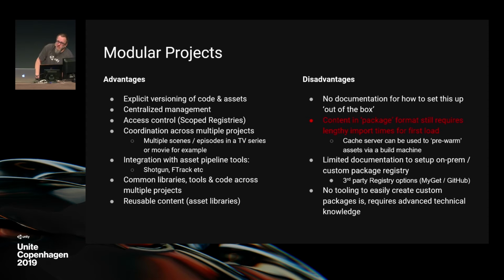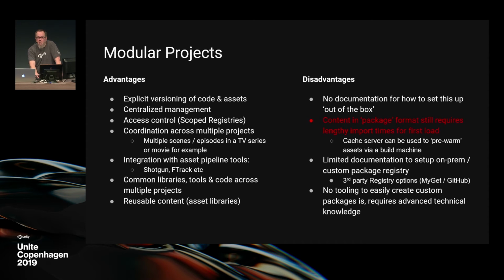The disadvantages are there's no real documentation on how to set this up. We're kind of making it up as we go. But this is what we're working on internally to figure out: are there ways that we can build tooling around this? Working with groups like Shotgun and F-Track, is there a way that we can build these publishing systems to work this way?